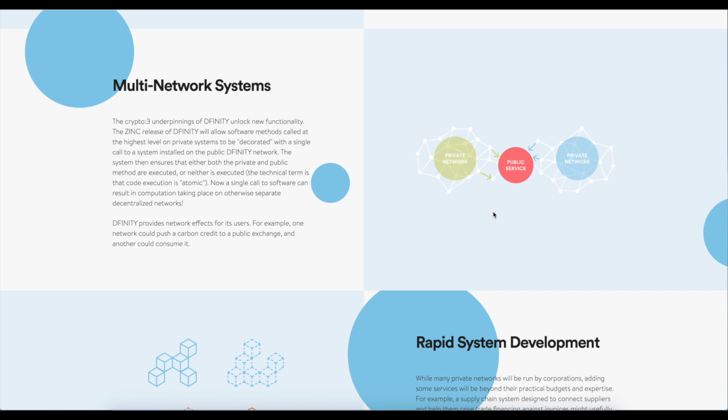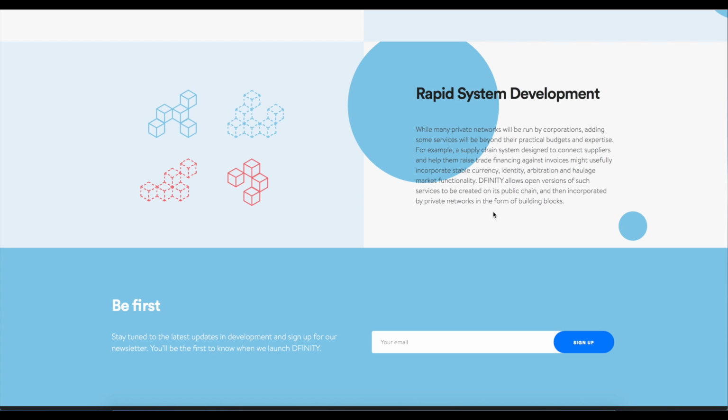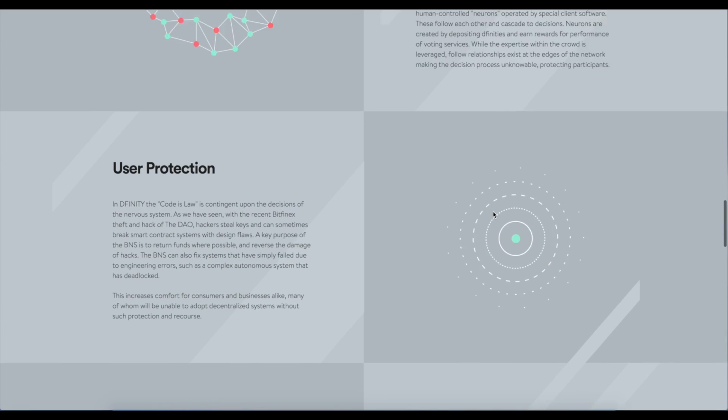Thus, with a single call to a software can result in a computation taking place on separate decentralized networks. Then rapid system development. For example, if a system needs to be developed, then first it will be developed on its public chain and then incorporated by private networks in the form of building blocks. So this is Dfinity in a nutshell.